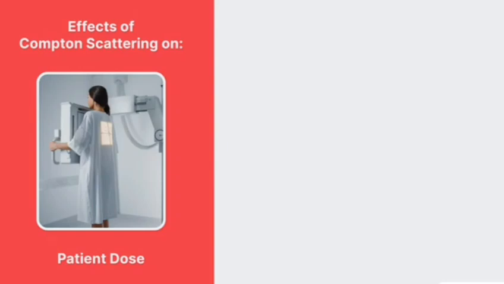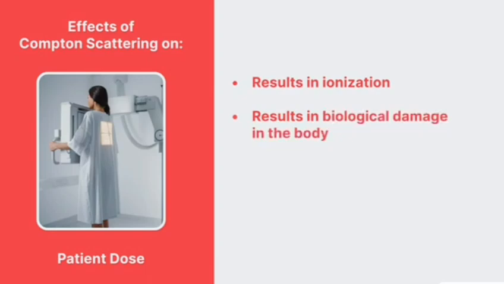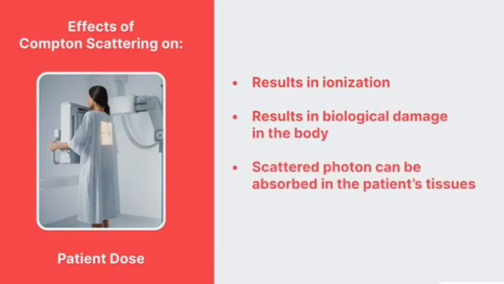Remember that Compton scattering does result in ionization. So this free electron that gets created crashes through the surrounding tissues and cells and results in biological damage in the body. The scattered photon can also be absorbed in the patient's tissues, which causes even more harm and more dose to the patient. All of this results in an increase in the patient's dose.